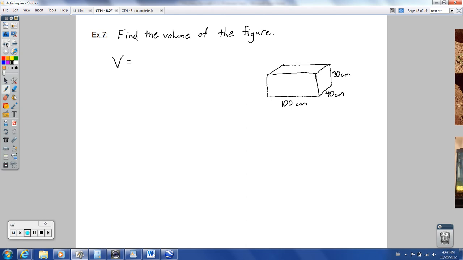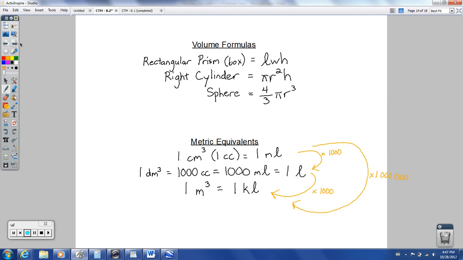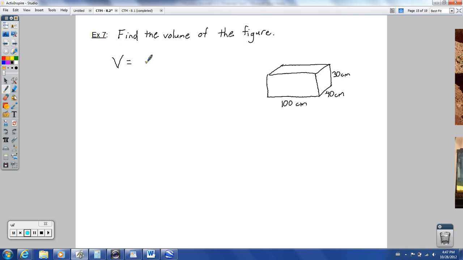Well, I look back at my volume formulas if I forgot. And this one's just a box, so length times width times height. So I'm going to write that equation down and plug in the numbers. My length, that's 100. My width, I'll call it 40, and my height 30. Does the order really matter if they're all being multiplied together? No. So you could flip-flop the order here. If they're all being multiplied together, it doesn't make a difference in the end.